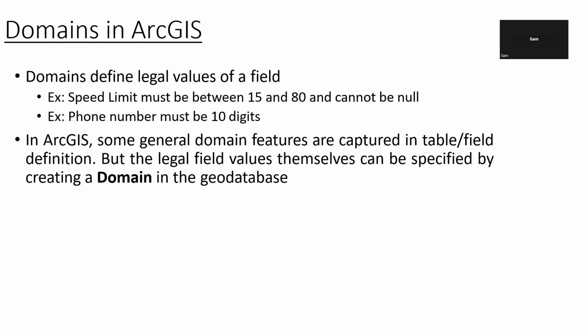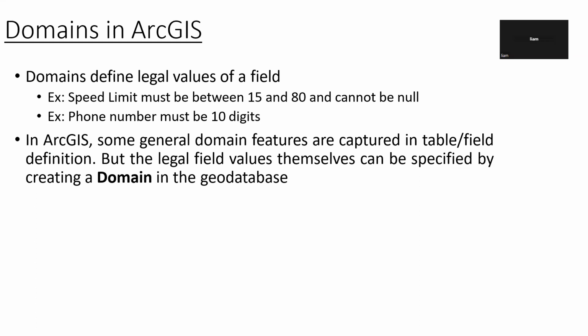So the domains define the legal values, which means that, for example, if you set up the range of some numerical value, then you can only put a value within that range. If you set up the speed limit, then when you add values in that certain selected column, you can only add values between 15 to 80, which you set up, right? And also, if you set up certain values rather than a range, then you can only put those values in that selected column.